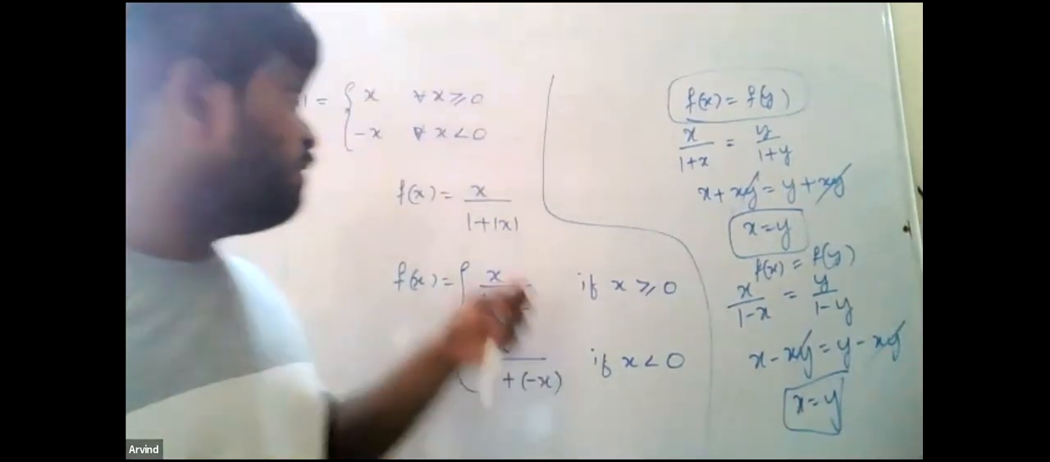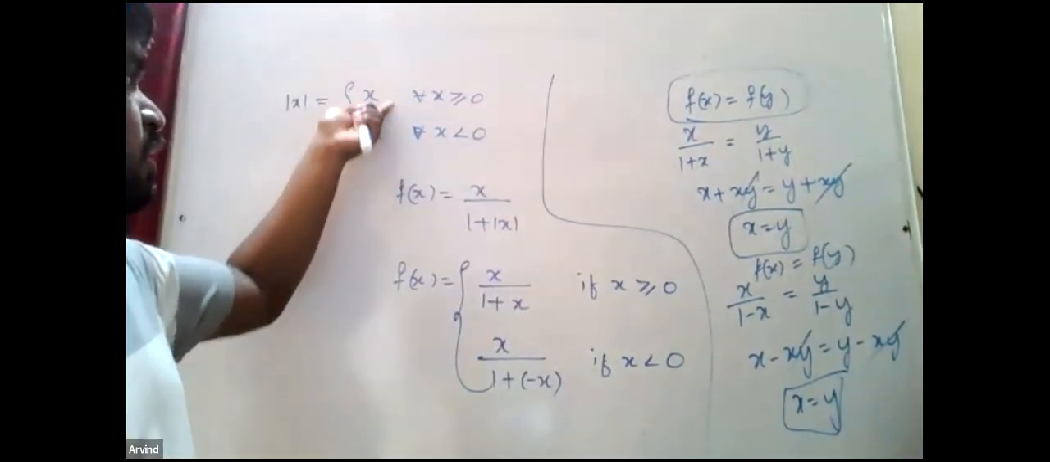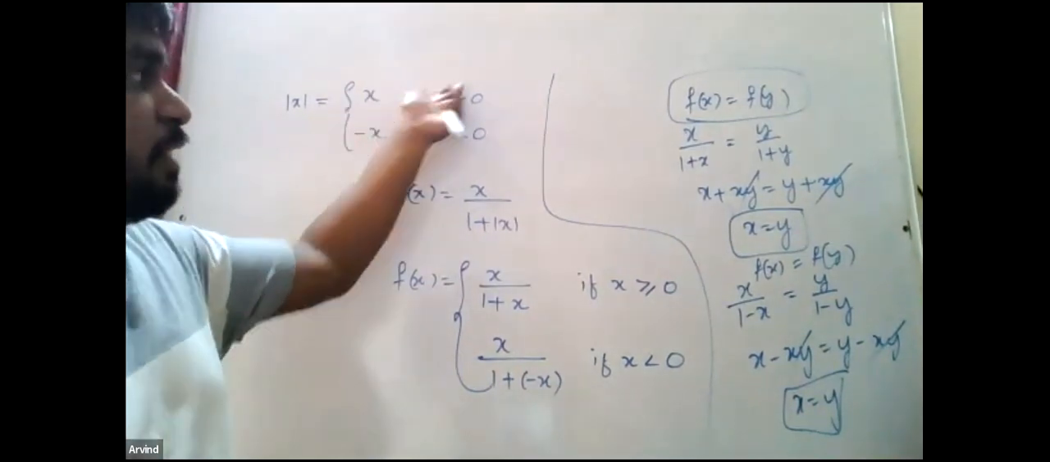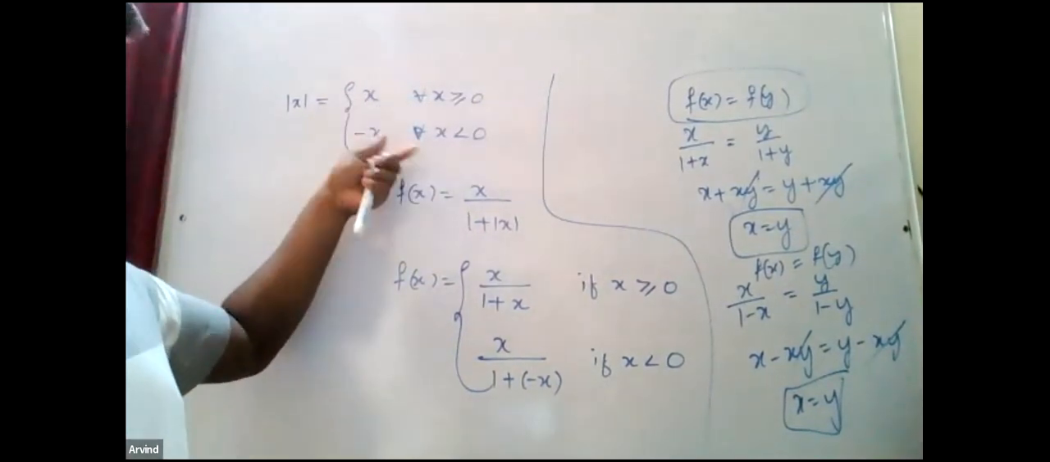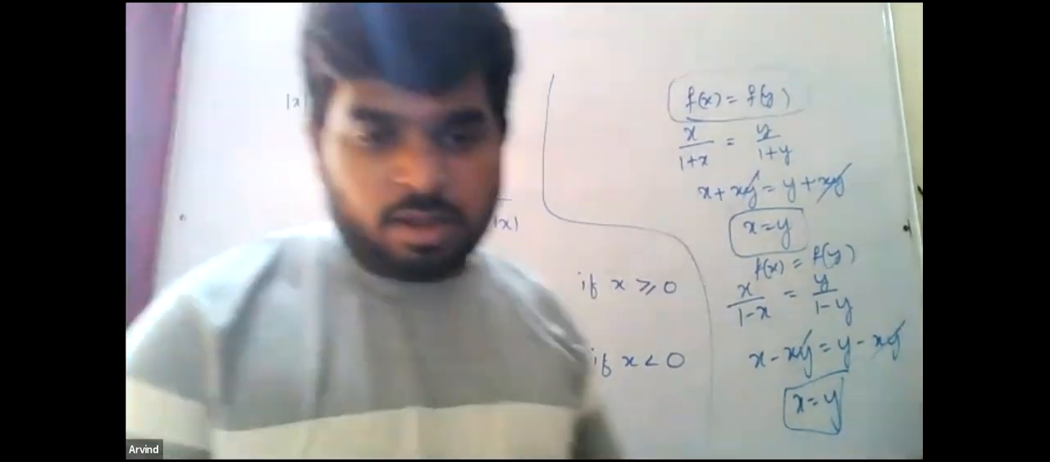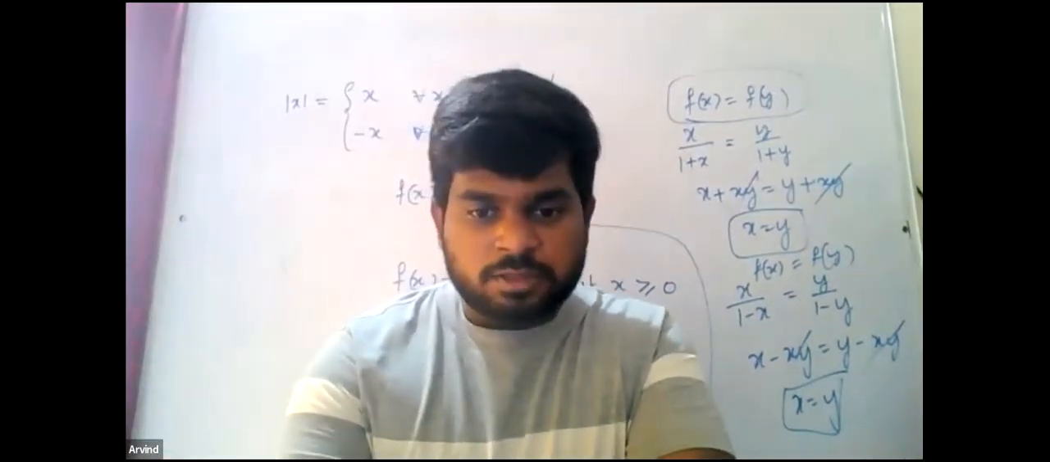Okay, and remember whenever it is modulus we split it: when x is greater than 0 it is x, when x is less than 0 it is minus x, then we solve it. Remember that. So the correct option is 1-1. Option A is the correct one.